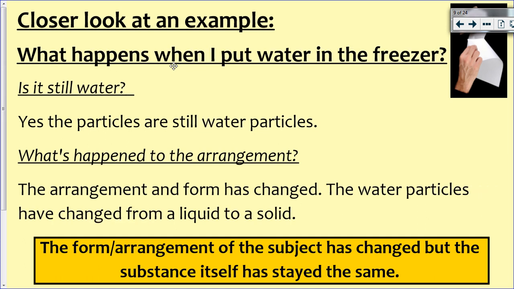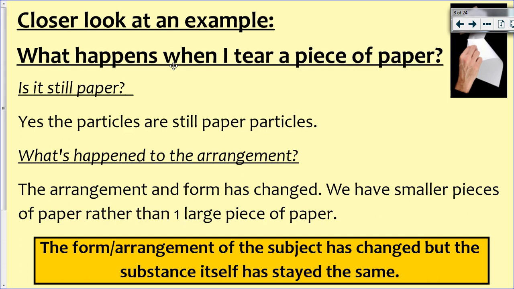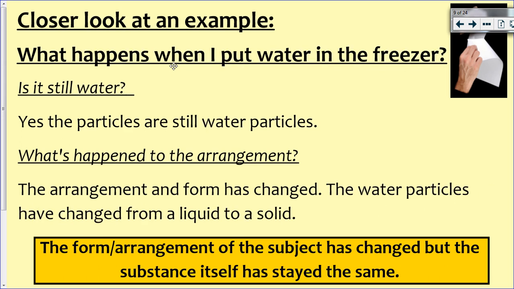Again, if we think about the ice or the water, what happens when I put water in the freezer? Is it still water? Yes, the particles are still water particles, but the arrangement and the form has changed. The water particles have changed from a liquid to a solid. Okay, so the paper was still a solid, but it still looked different when we ripped it up, whereas the water has changed state from a liquid to a solid, so it looks different, but the particles are still the same.